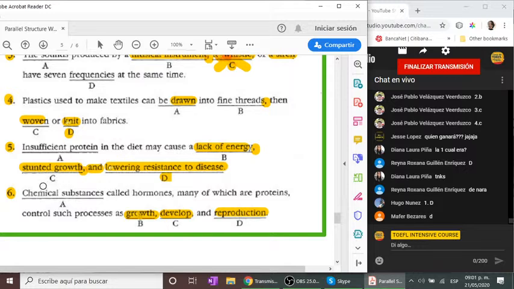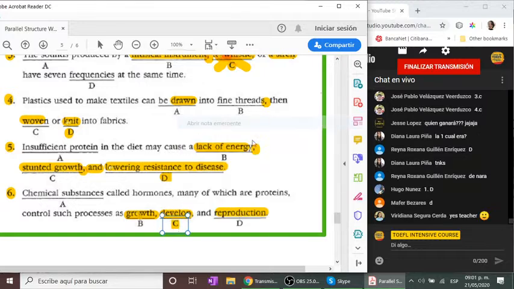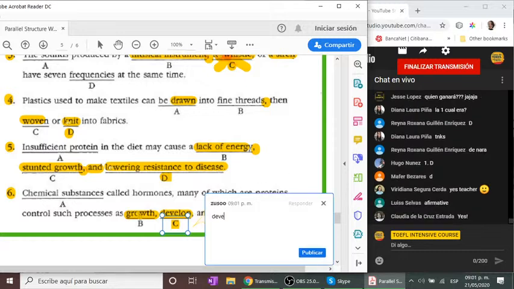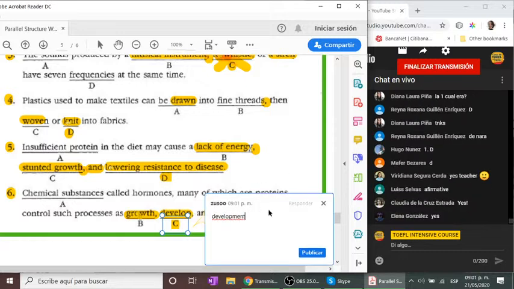Six, chemical substances called hormones, many of which are proteins, control such processes as growth, development, and reproduction. Number C needs to go. It should say development. The correct answer would be development.